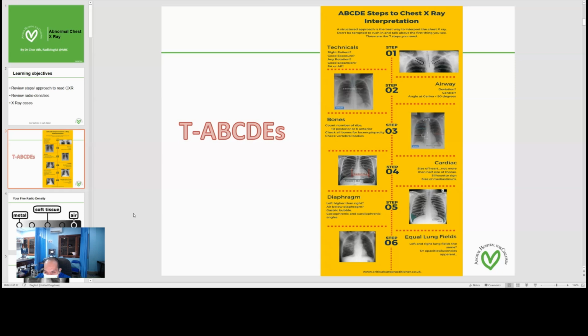And the sixth step, we have to assess about the lung field. Is it equal in opacity or lung volume? And any medical equipment or something like that. And the last one, the seventh step, is we check for soft tissue.